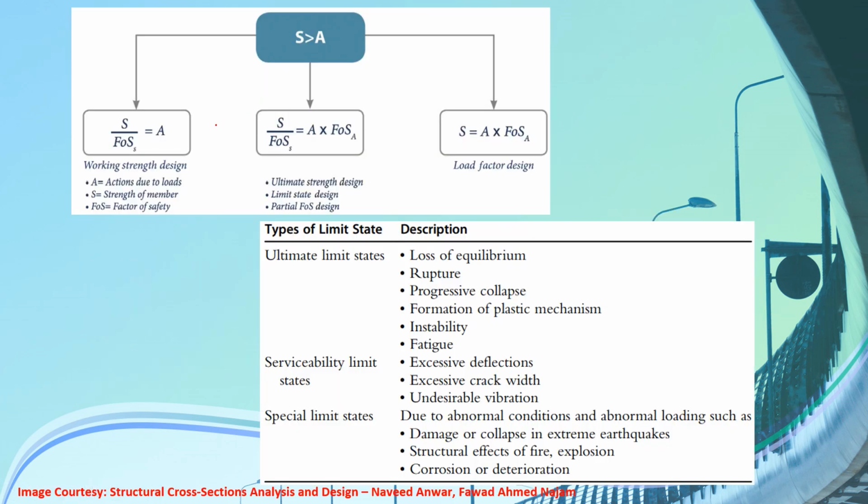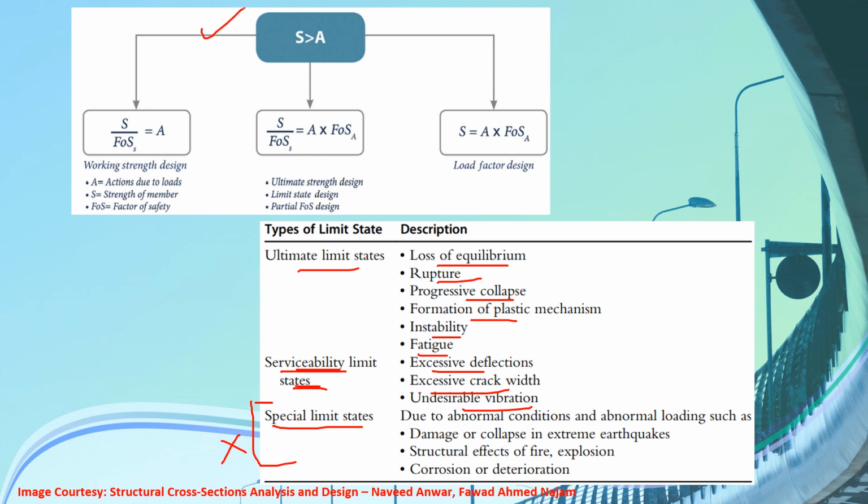So if you see the table here, different types of limit states are given. For example, ultimate limit state or serviceability limit state. And the third type, there may also be some special limit states, but we will ignore this for now. The ultimate limit states may be loss of equilibrium, rupture, progressive collapse, formation of plastic mechanism, instability, fatigue, etc. And design considerations are given for each of these identified limit states so that our structure does not fail in these states. And similar is the case for serviceability limit states that may include excessive deflection, excessive crack width, or undesirable vibration.